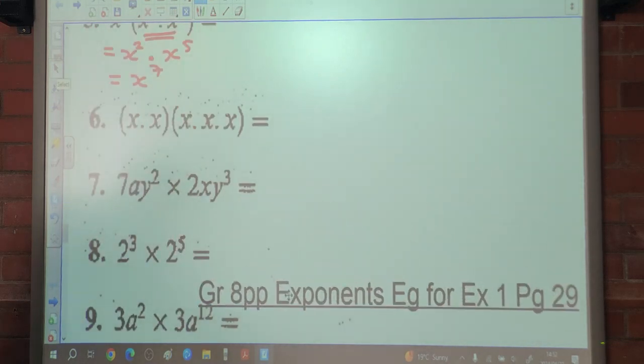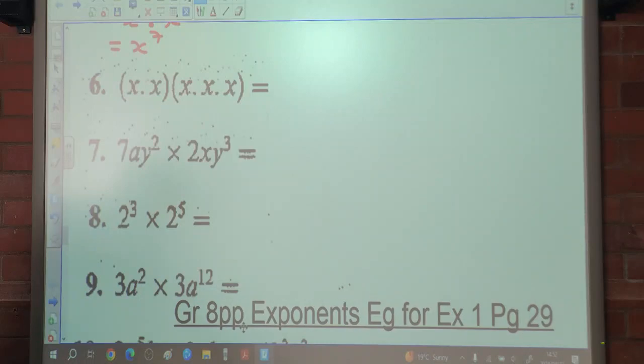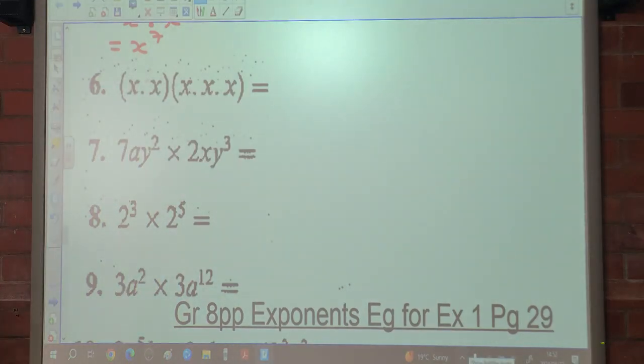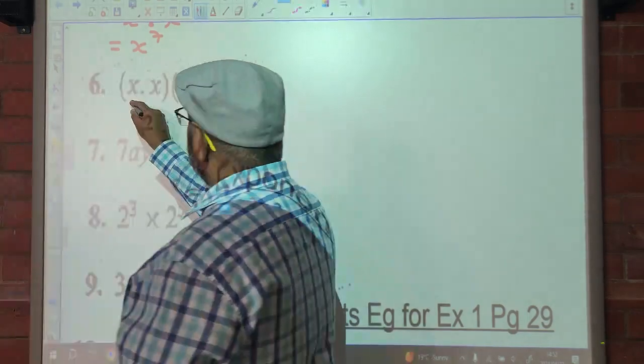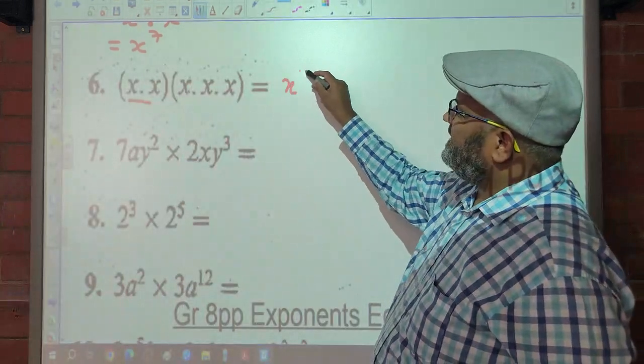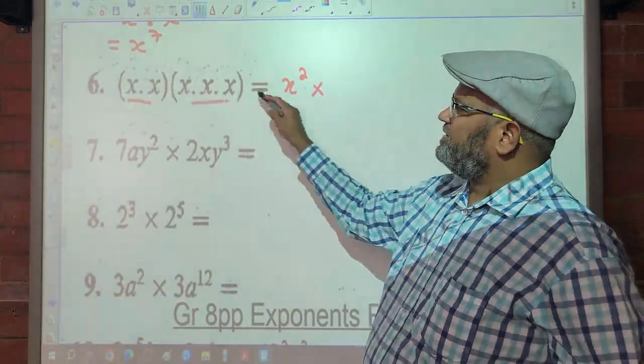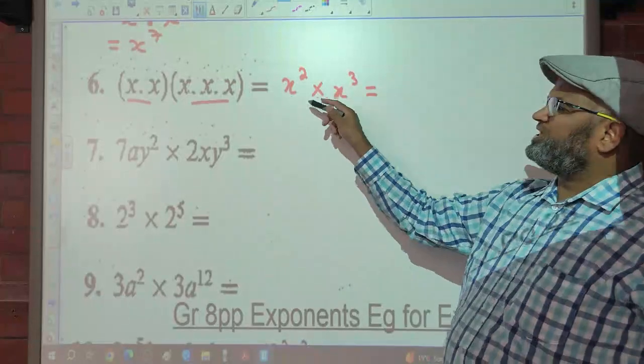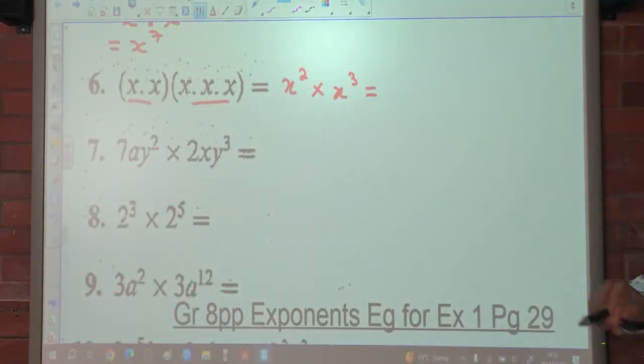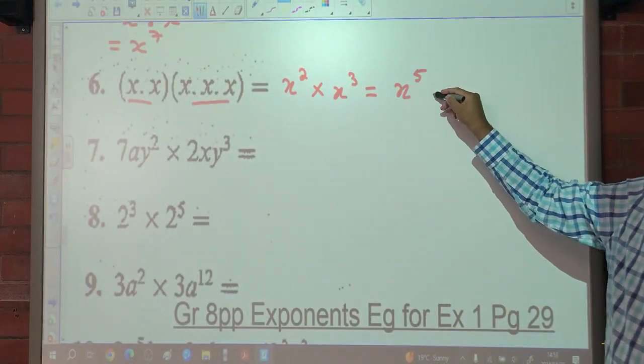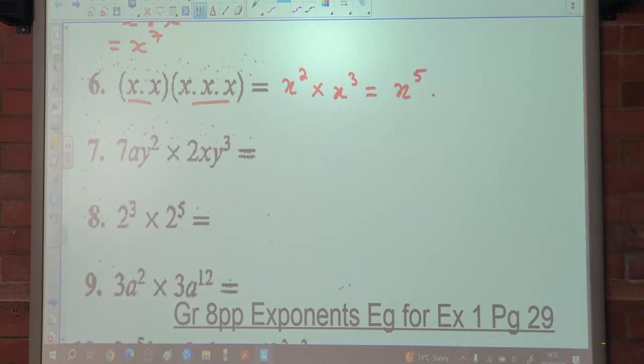Okay, number 6. X times x in brackets. In the second bracket, you got x times x times x. So what are we going to do here? Brackets. So that will simply be x squared times x cubed. And what is x squared times x cubed? X to the 5. Any confusion there?